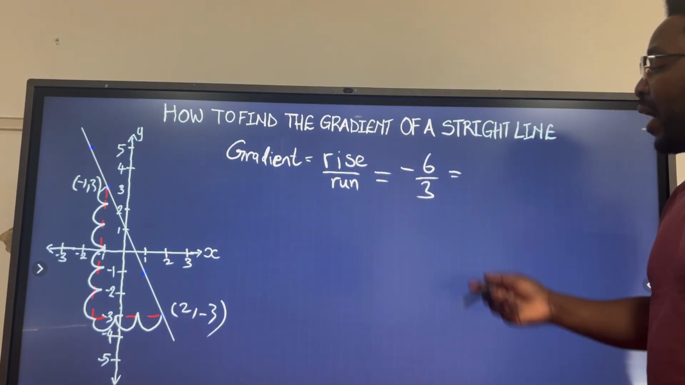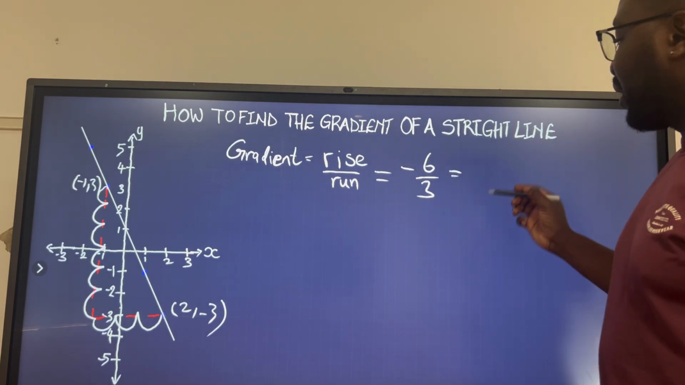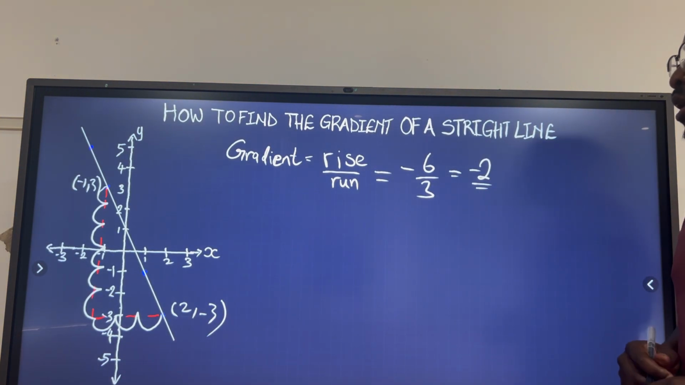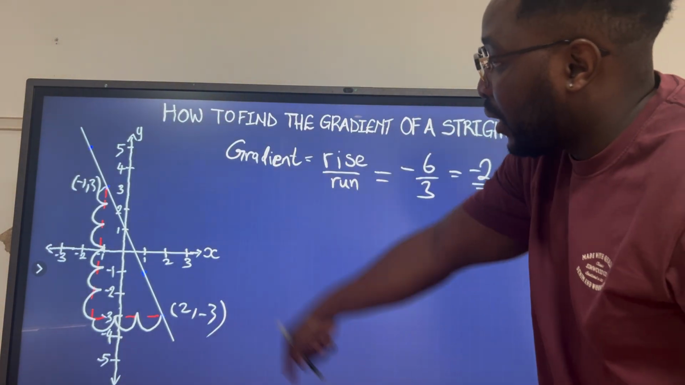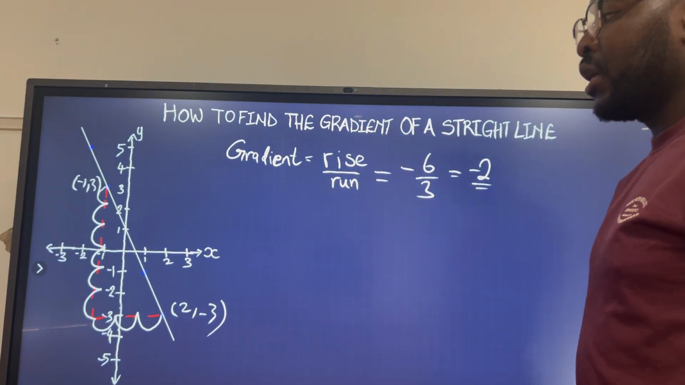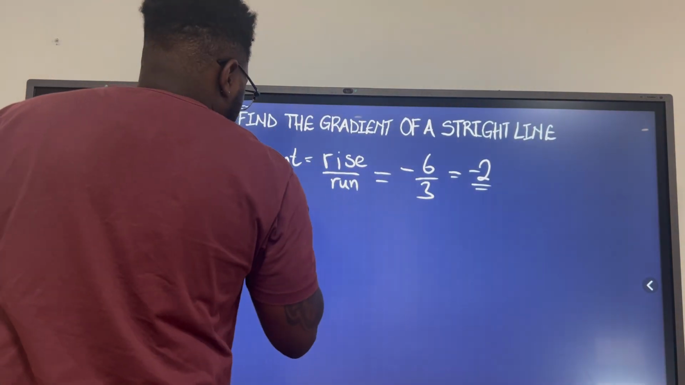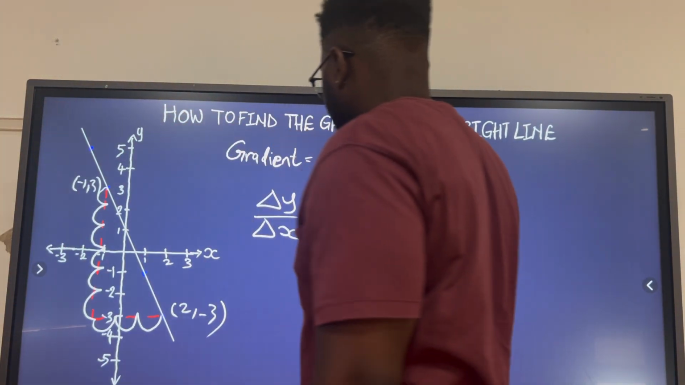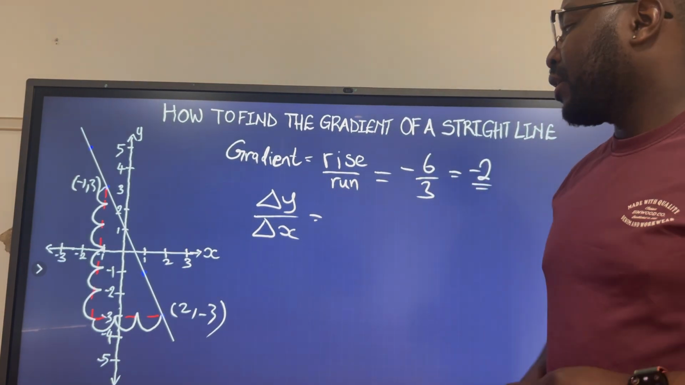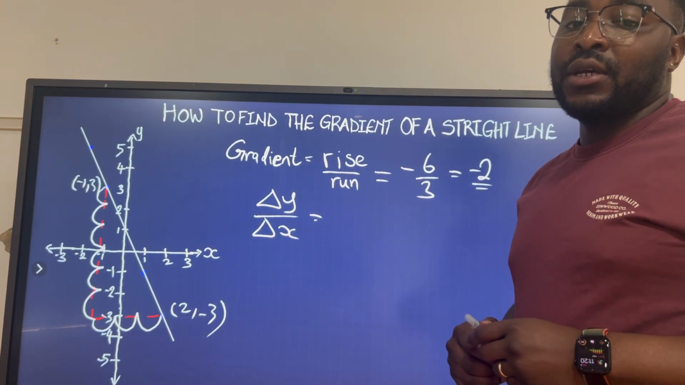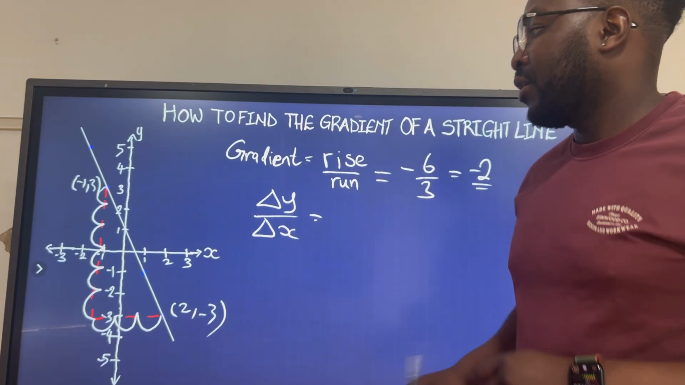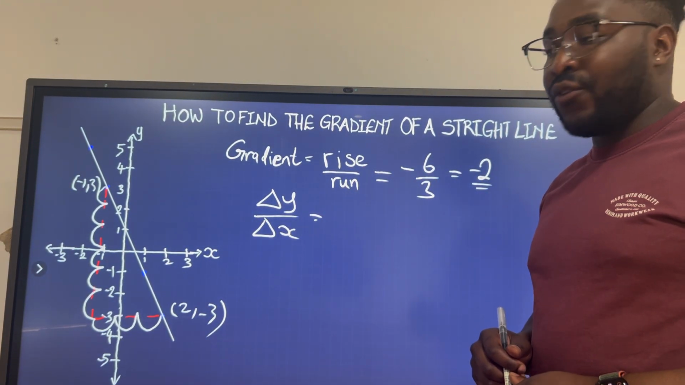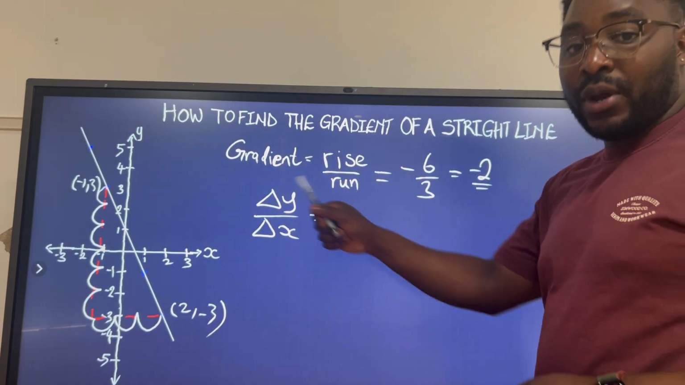And if we divide 3 into -6, what does that give us? It gives us -2. Okay, so this is the gradient of that straight line over there. So let's now use the change in y over the change in x. And remember we said the change in y is the difference in y values from the 2 points, and the change in x is the difference in x values from the 2 points that we picked.